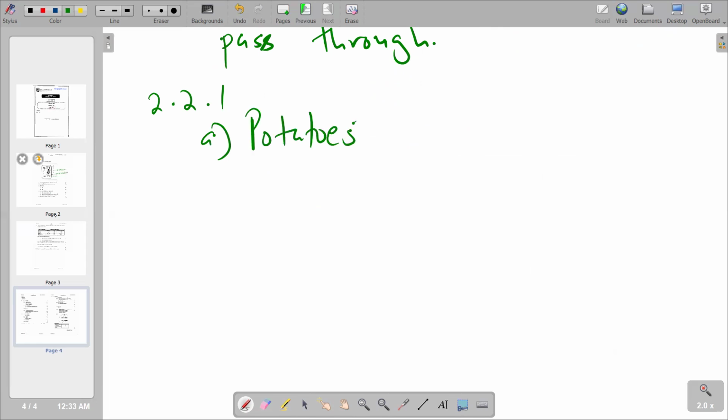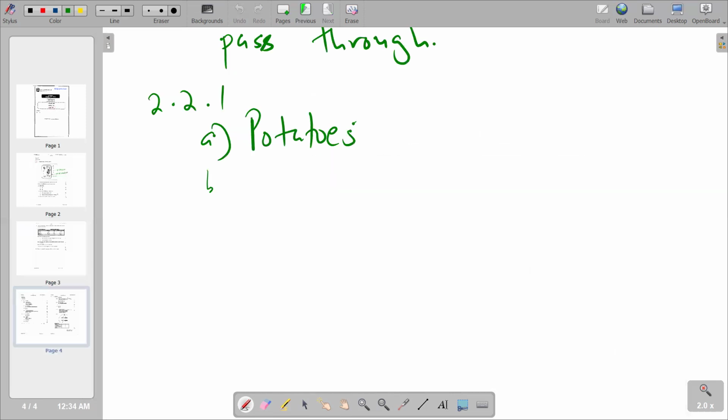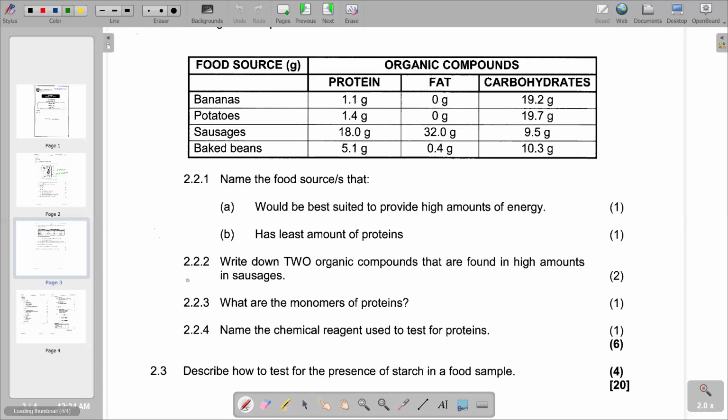Then we go to the next part of our question, which is: name the food source or sources with the least amount of proteins. So we go to the column of proteins and see which one has the least. If you look there, you'll see that bananas has the least, which is 1.1 grams. So we can just include bananas. We are saying B, bananas. Then we go to the next part of our question, which is now 2.2.2.